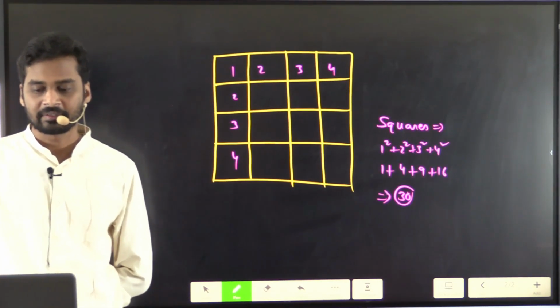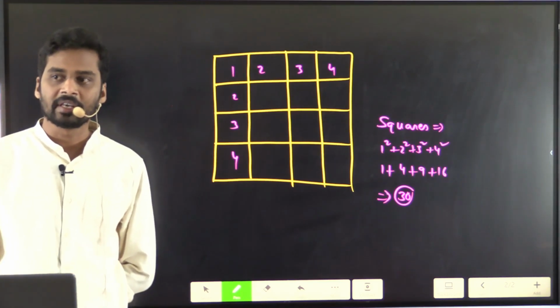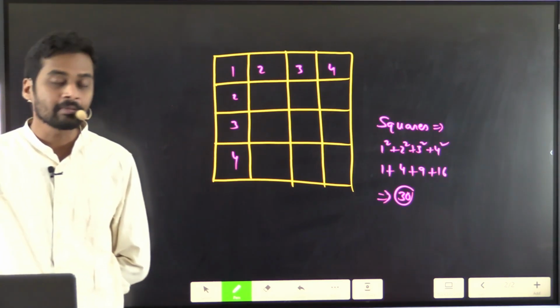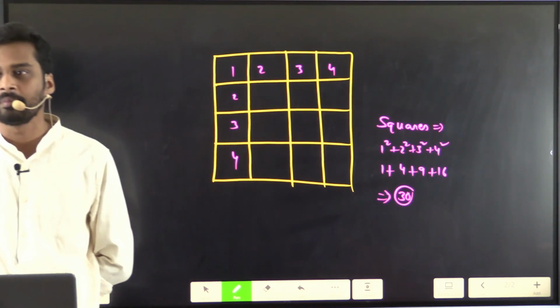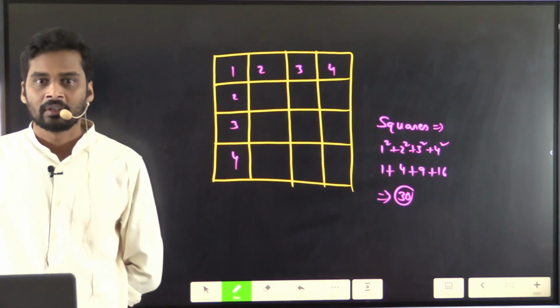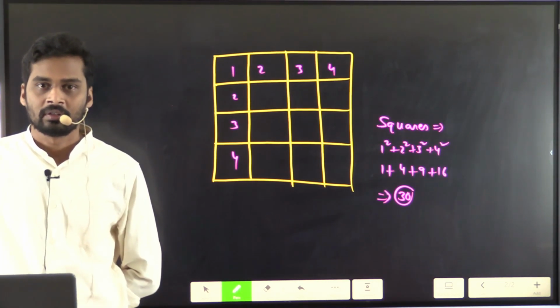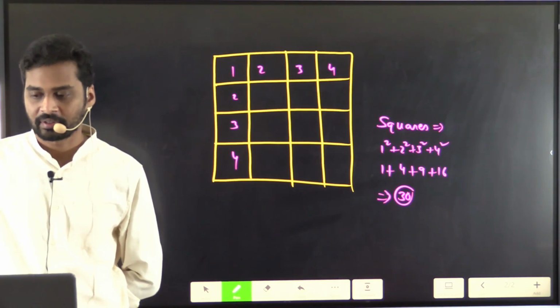Okay, so 30 squares. So count the number of horizontal and vertical boxes. If we have an equal number of horizontal and vertical boxes, then immediately our answer is what? So to find out the number of squares.